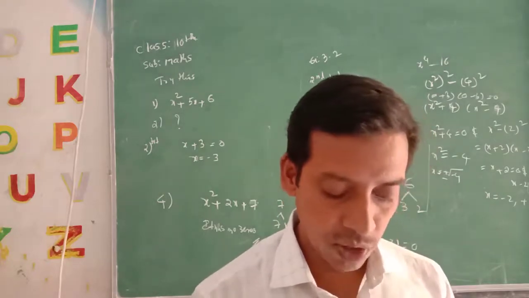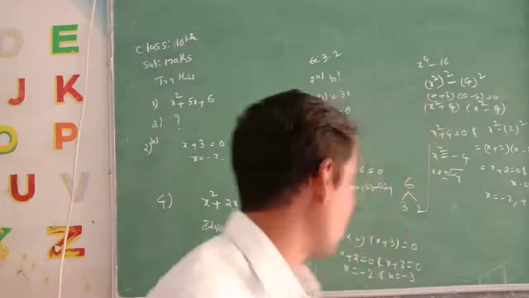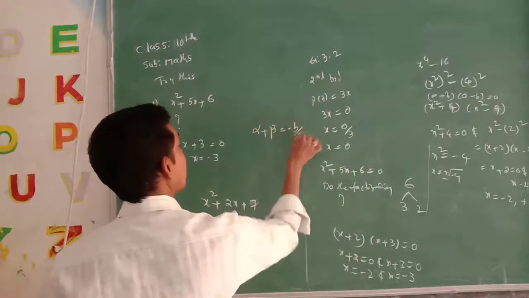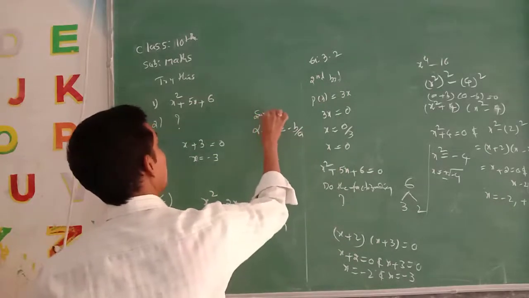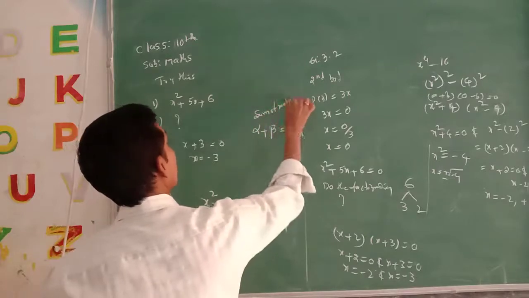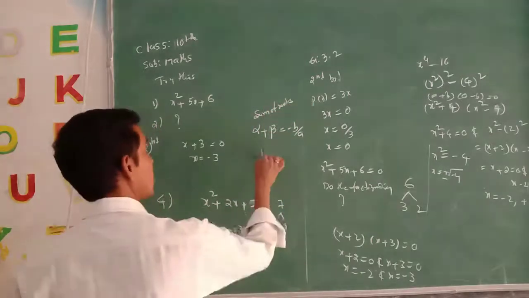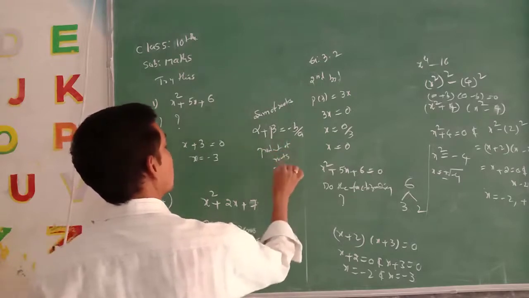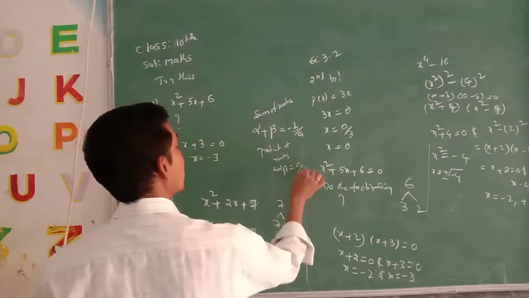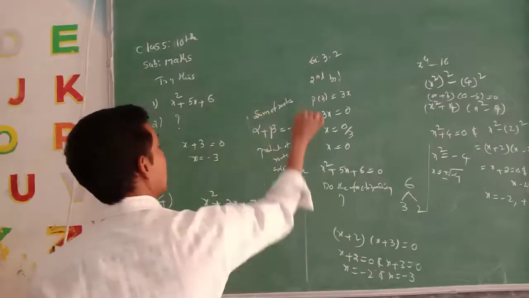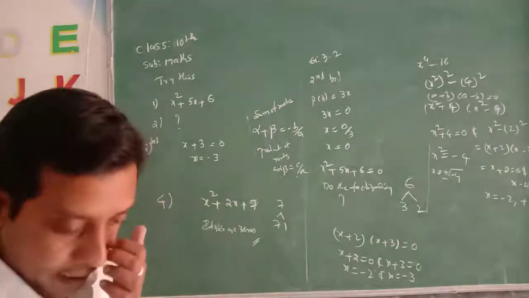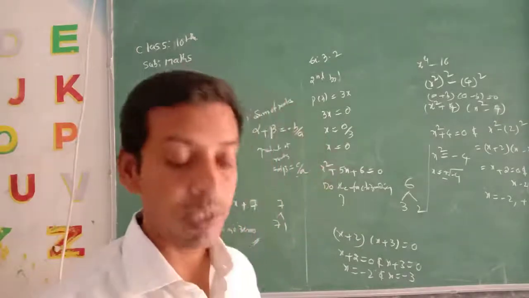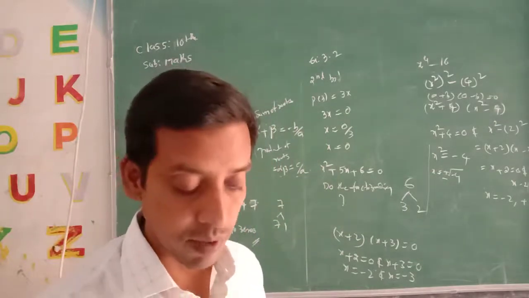Alpha plus beta is equal to minus b by a. This is the formula. Alpha plus beta is equal to minus b by a. This is called the sum of roots. Okay? Next, product of roots. Alpha beta is equal to c by a. Most important: minus b by a and what is that? c by a. Alpha beta means what? Product. Alpha plus beta means what? Sum of the roots.